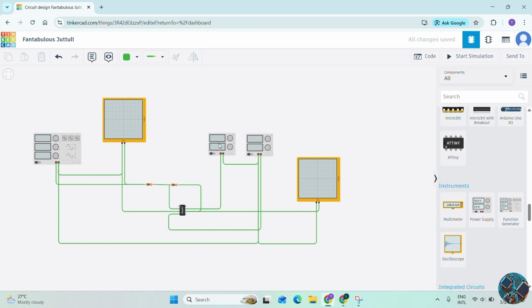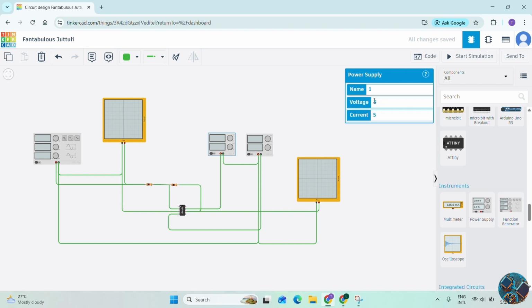So go to power supply. I need 15 voltage. So 15 voltage, I need a voltage power supply. So here it is 1 ampere. So 1 ampere. Then this one, 0.1 second. This also 0.1 second.